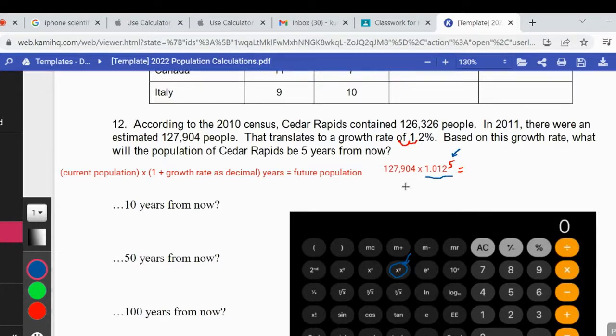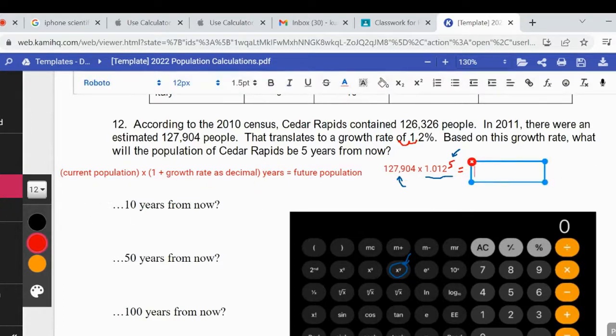All right, so now I got that, but I still got to multiply it by the initial population. So I already did this part, and now I'm going to multiply it by 127,904 people. And in 5 years, 5 years from 2011, so in 2016, the population of Cedar Rapids, Iowa should have been 135,764 people.